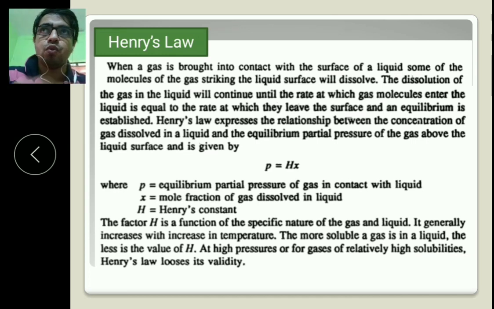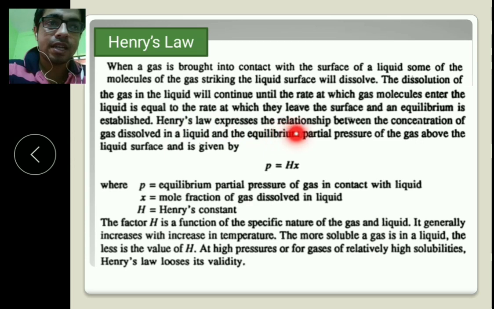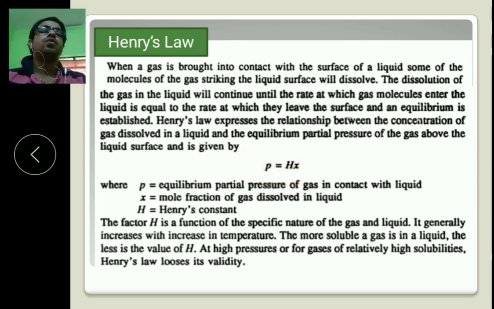So equilibrium means no change in concentration of air as well as water, but the process goes on, right? Henry's law expresses the relationship between the concentration of gas dissolved in the liquid and the equilibrium partial pressure of the gas above the liquid surface, and is given by P = H X. So the partial pressure of the component in the gaseous phase is equal to H into X, where P is the equilibrium partial pressure. You have to write the equilibrium condition, other than that the answer is not completely right.